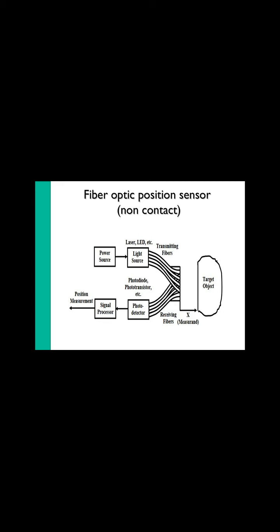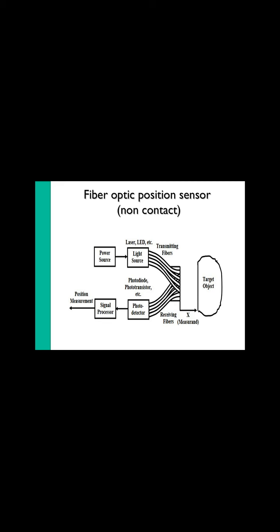This diagram shows the fiber optic position sensor. They use a light source. The light source may be, as we already told, a laser or LED. The light is transmitted using the fiber, and they can find the object. Mainly it is used to find the distance of the object.